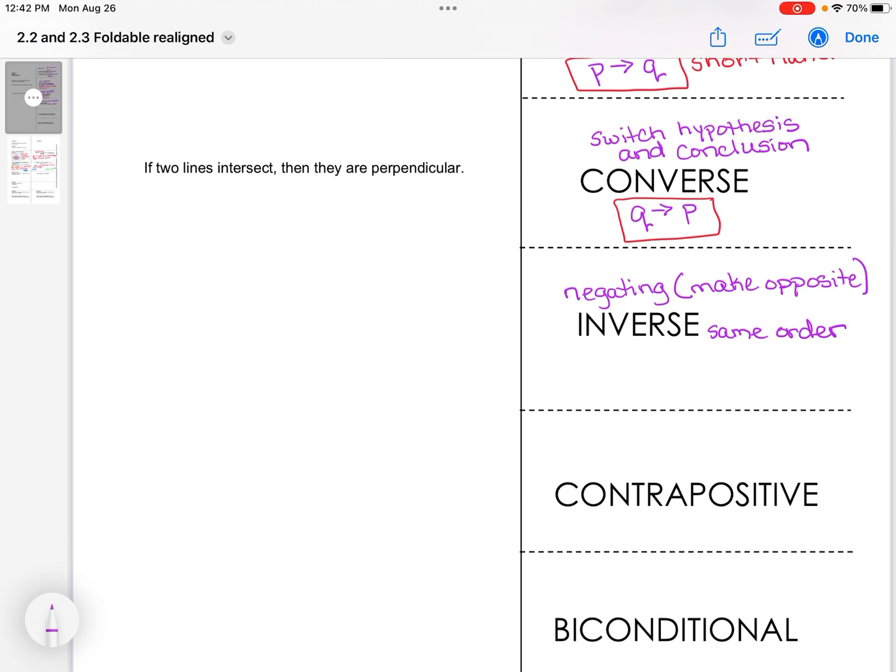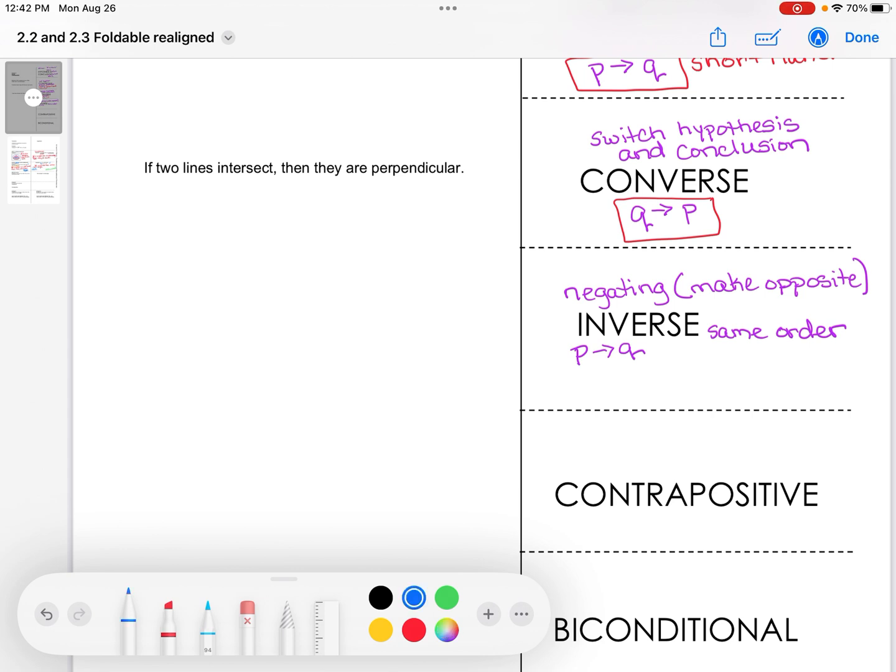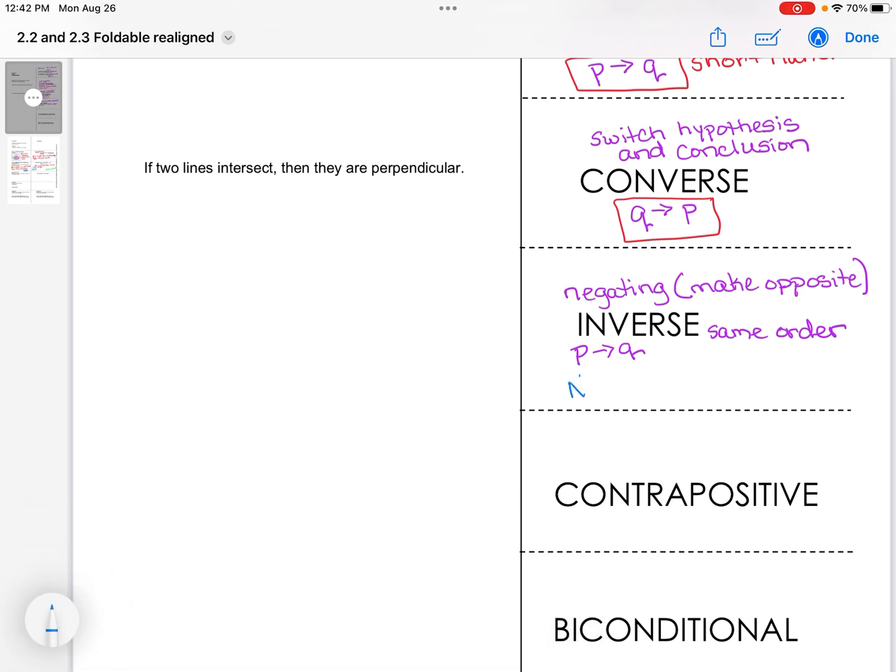Okay, we just use a big N in front of it. I feel like we use a different symbol somewhere else, but okay. So if I start out with if P then Q, my negative is going to be if not P, then not Q. So I'm changing it from positive to negative, or opposite.